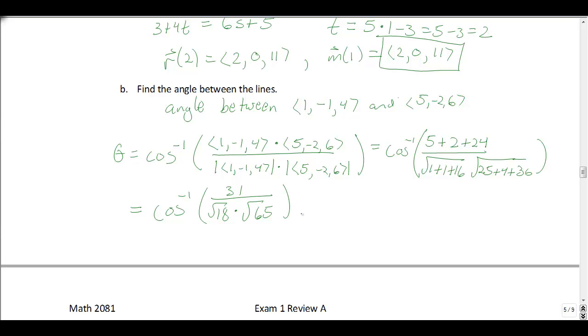I might just leave it like that. You could multiply 18 by 65 to get a larger number under one square root, or maybe rationalize the denominator. You could also approximate this with a decimal, in degrees or radians. But this gives you an exact answer, and it doesn't appear that it's going to simplify very much.